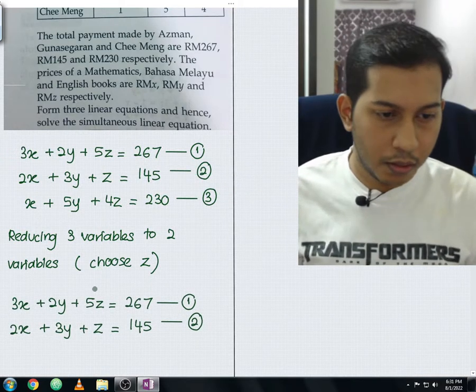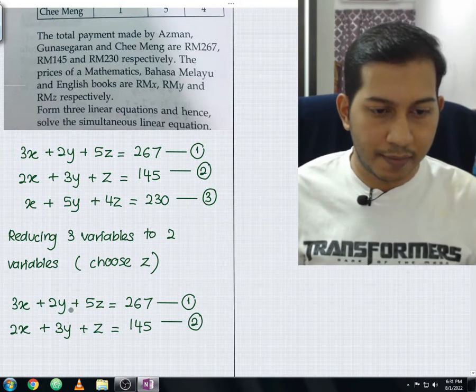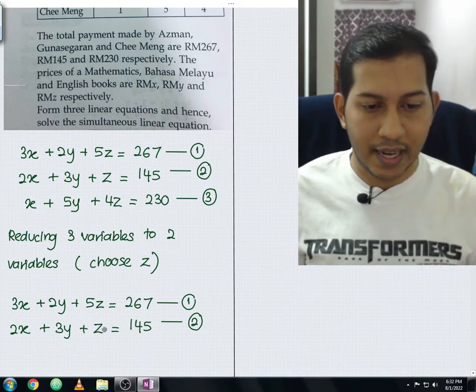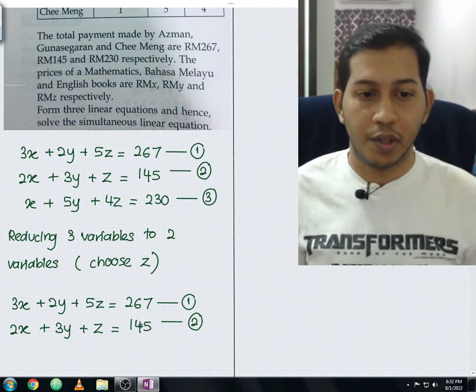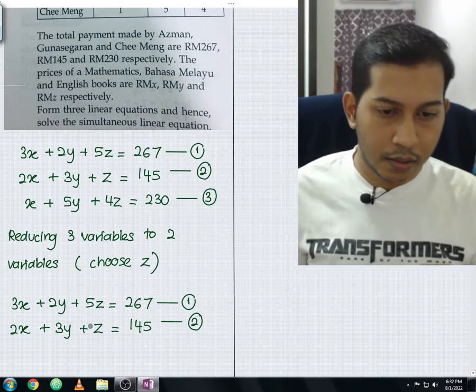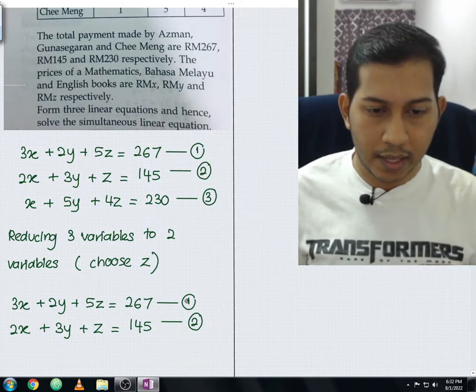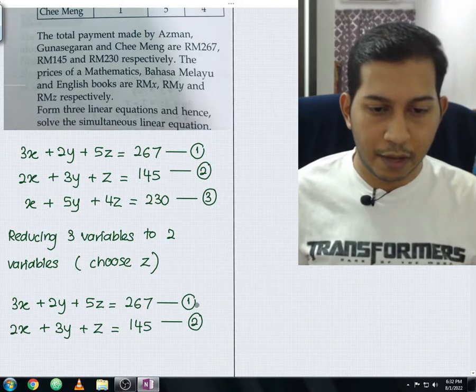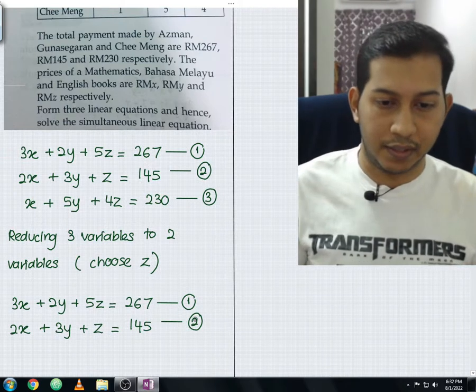Okay, so from here, 3x plus 2y plus 5z equals 267. 2x plus 3y plus z equals 145. Since we choose to eliminate the z variable, what you can do is subtract these two equations, but for equation 2 you need to multiply by 5 first.